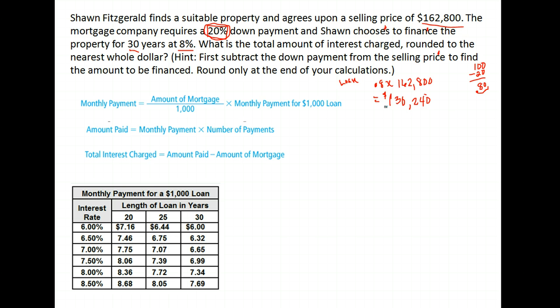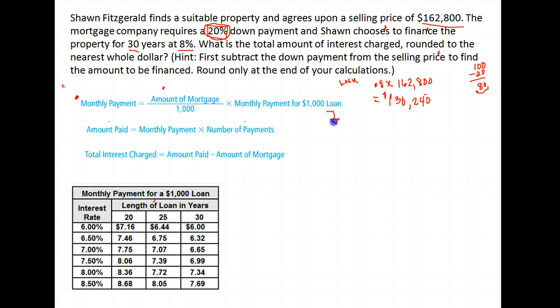Okay, now we need to go through these steps here to find out, well, what did they want? They wanted to know the amount of interest. So we have to go through 3 steps. First, we have to find out, using the table, what the monthly payment would be. To do that, you take the amount of the mortgage and divide by 1,000. The reason for that is that the payment table that we have here is a monthly payment for each $1,000 of the loan. So we have to take the amount of the mortgage divided by 1,000.